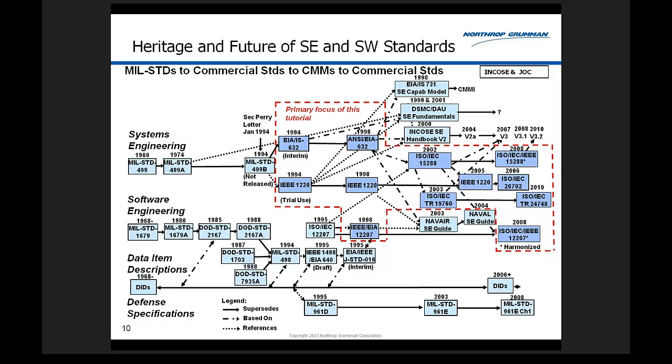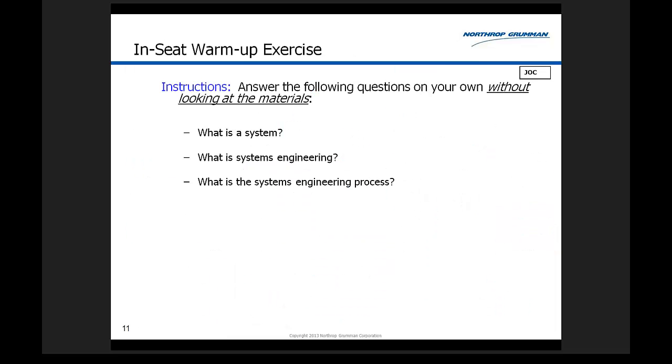So that's a bit of an eye chart, but the point is that Mill Standard 499 is the grandfather of them all. Okay, and 1679 for software. All right, and they continue to evolve from mill standards to commercial standards to CMMs, and now they're going back to commercial standards. All right, let's go to the next slide, 11.